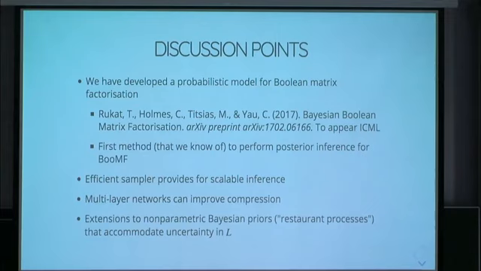This checkpointing allows for very efficient sampling using Metropolised Gibbs, just flipping bits in the Z and in the codes U. What we've seen is that multi-layer networks improve compression. So for the same number of codes, you can do greater compression.